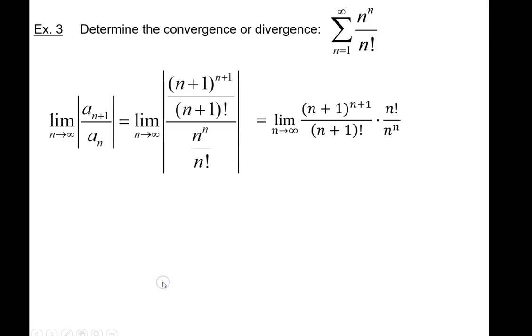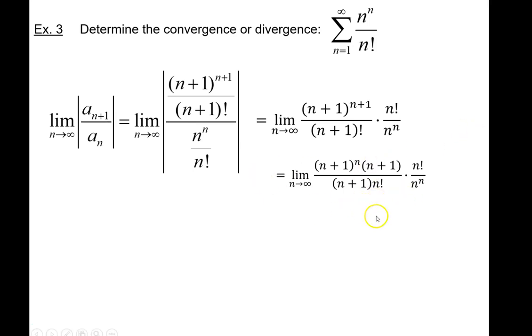Okay, so here we have that expression when we use the reciprocal. So we have n plus 1 to the n plus 1 over n plus 1 factorial times n factorial over n to the n. So n plus 1 to the n plus 1 can be separated as n plus 1 to the n times n plus 1 to the first power. And remember, n plus 1 factorial is just n plus 1 times n factorial. So look what happens here.